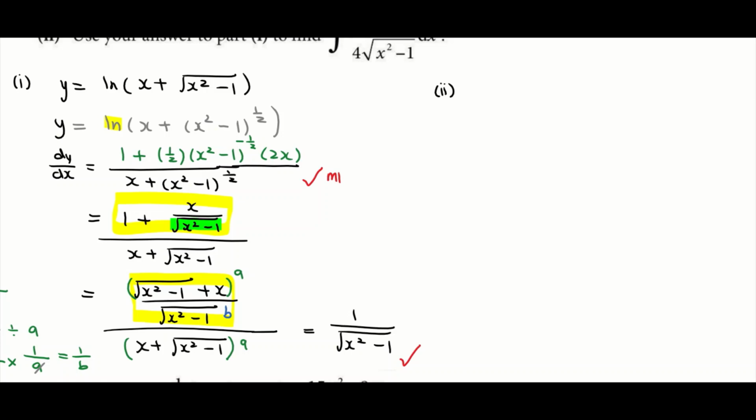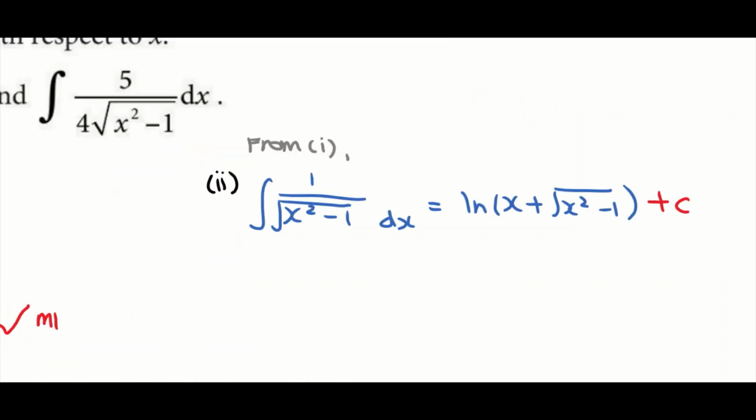I'm going to use a simpler method for part 2. Basically, rewrite my first equation from part 1. From part 1, I can write this. Now, it's just seeing what's the difference between what I have currently and what they want. They want 5 over 4. So I'm going to do that by multiplying the scalar 5 over 4.